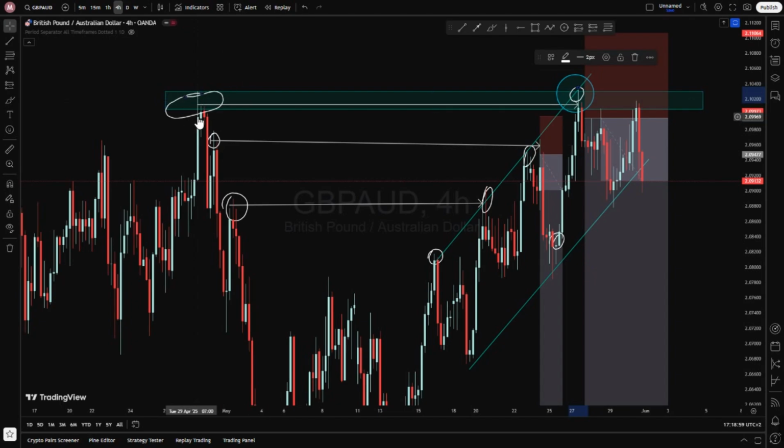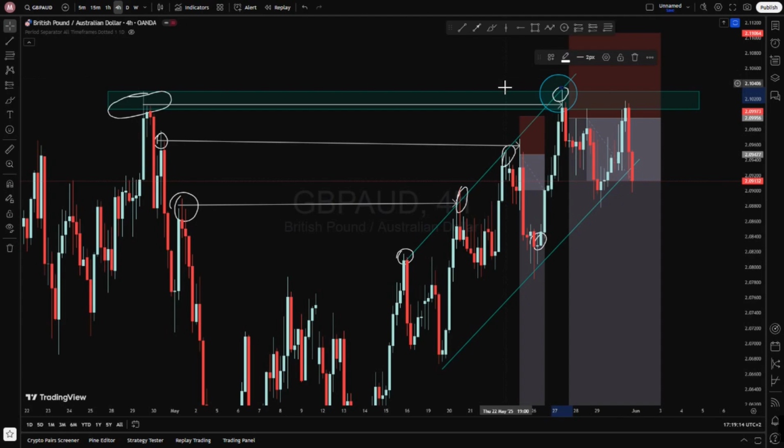You can see that price tapped into here, reversed to the downside, came back again, and now it's reversing. This is very important right here. This is an area of value, and we also have another touch. Normally I look for 3 touches.